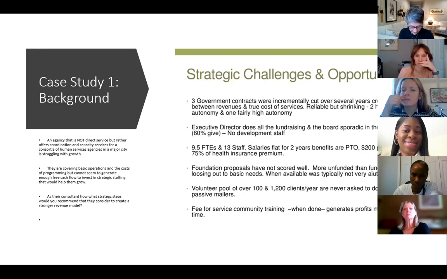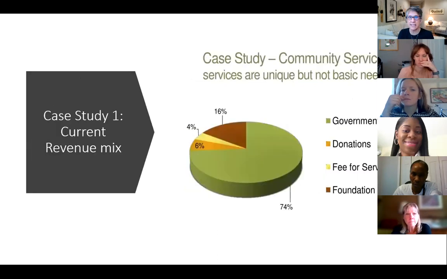All right, let's go on to just what the mix is. So here's the type of funding that they have. 74% is government funding, 6% donations, 4% fee for service, and 16% is the foundations. And remember, they're putting in more proposals than what they're winning.